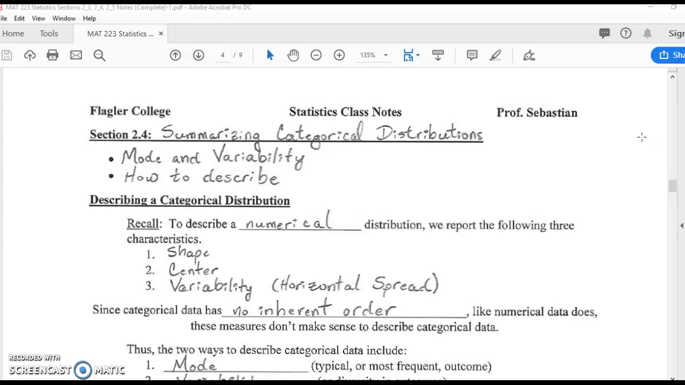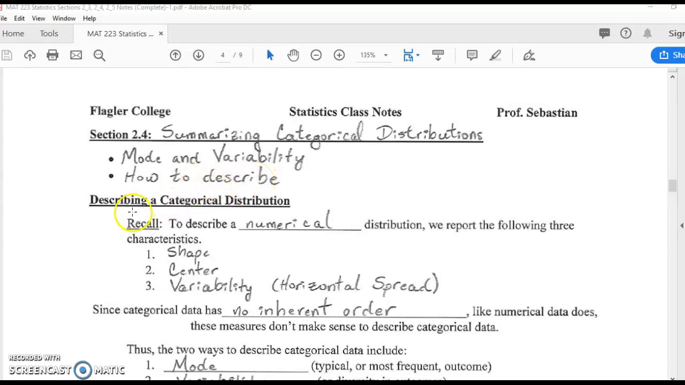We're now on page 21, where we are going to be talking about section 2.4, summarizing categorical distributions. So remember, chapter 2 is set up this way. Sections 2.1 and 2.2 are visualizing and summarizing numerical distributions. Section 2.3 is visualizing, and now section 2.4 is summarizing categorical distributions. So how do we summarize categorical distributions? We use mode and variability, and I want to talk about how we actually go ahead and describe them that way.